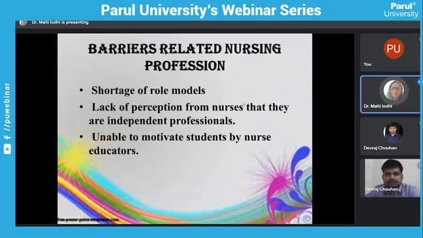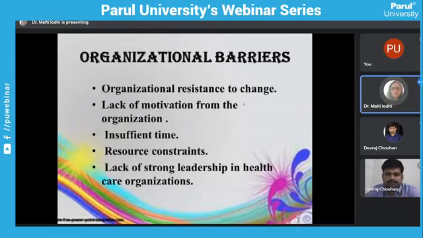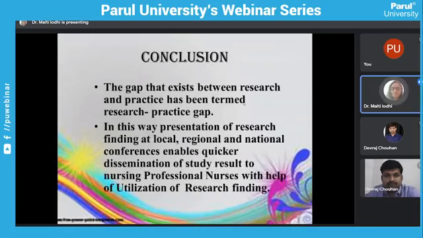Shortage of role models, lack of perception among nurses that they are independent professionals, inability of nurse educators to motivate students. Then organizational resistance to change, lack of motivation, insufficient time, resource constraints, lack of strong leadership in healthcare organizations. So all these things we have discussed in research utilization.